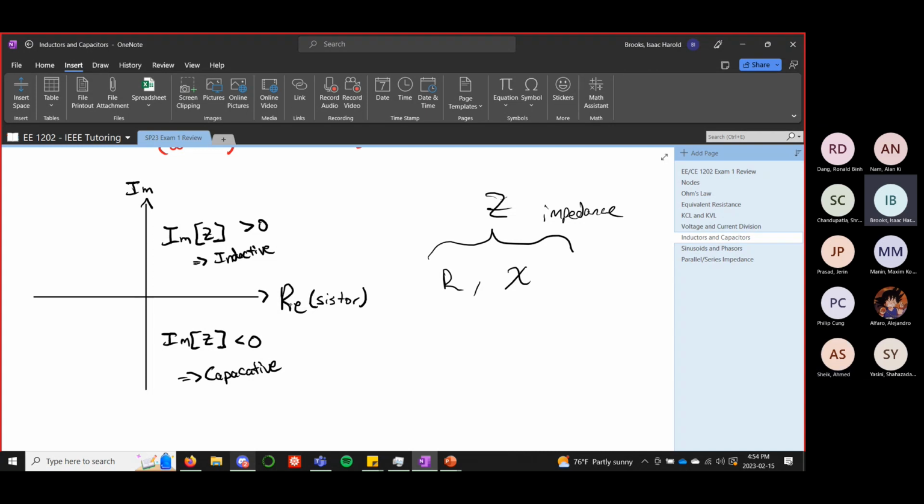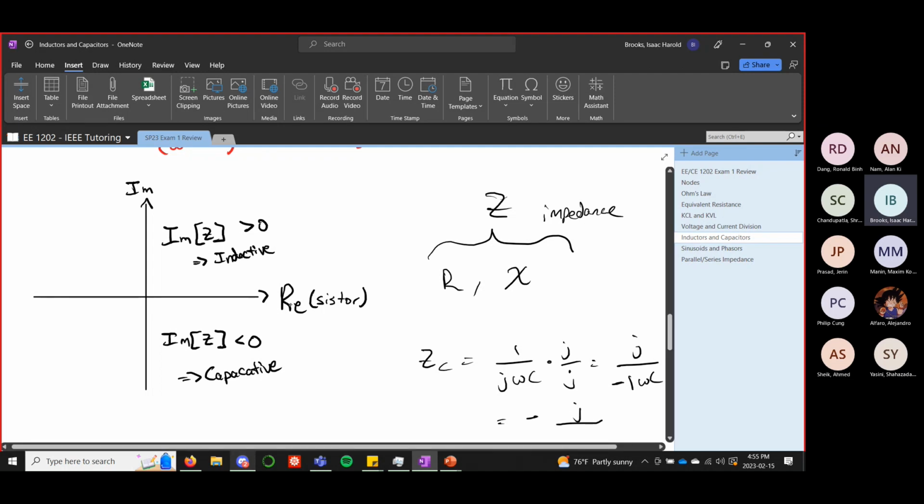So if you remember, the impedance of a capacitor is 1 over J omega C, right? The J is in the denominator, so we can rationalize it by going J over J, which is J over negative 1 times omega C, which is equal to negative J over omega C. So sometimes it's nice to skip directly to this step when you're adding and subtracting impedances, because that way the J is in the numerator.